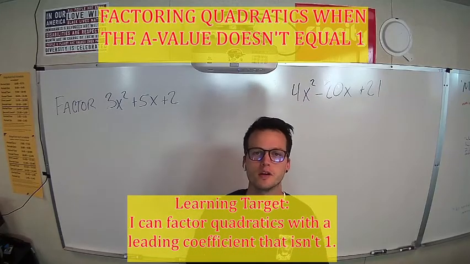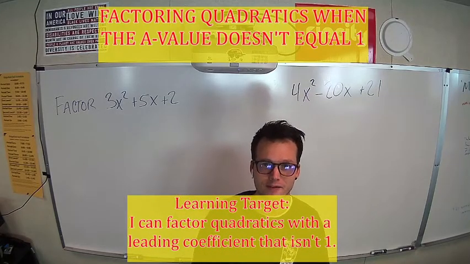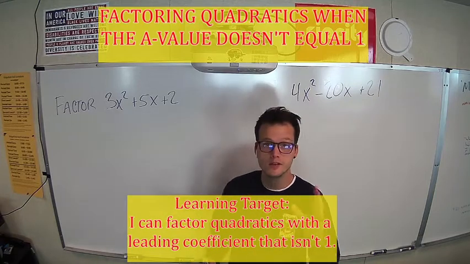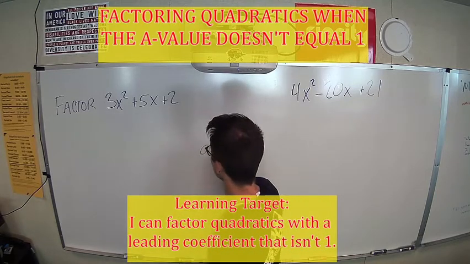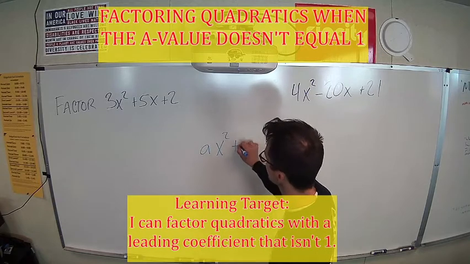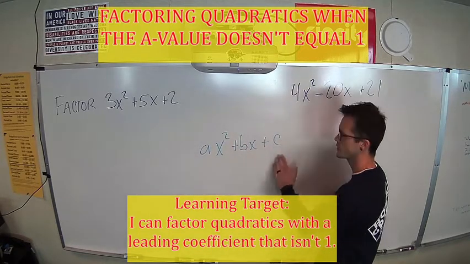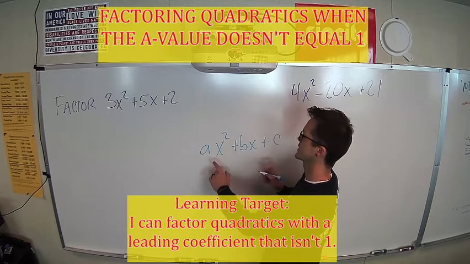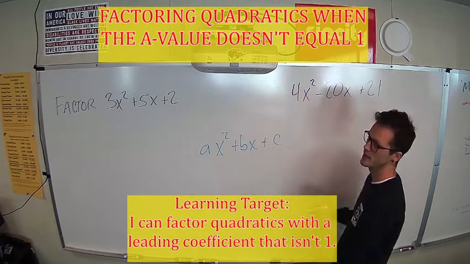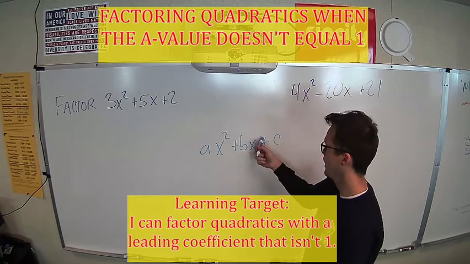What's up, team? Today we're going to factor some quadratics where the a value is not 1. So, as a reminder, all quadratics are always in the form ax squared plus bx plus c. C is our constant, the a is attached to the x squared term, and the b is attached to that middle x with no exponent here.